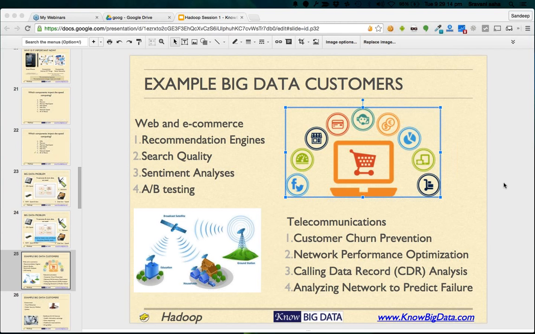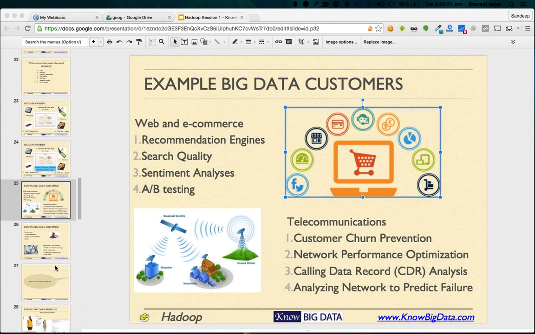So there are many example use cases which are already in production, and there are really brilliant solutions people have built, starting with e-commerce companies, such as the recommendation engine. We will take care of the recommendation engine in the next slide. All right.